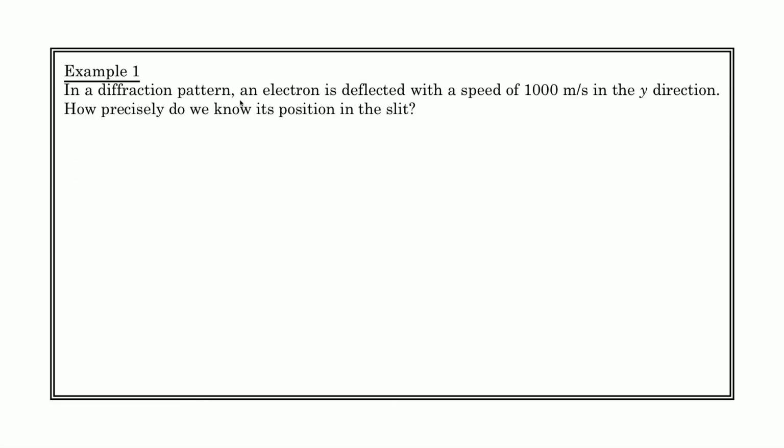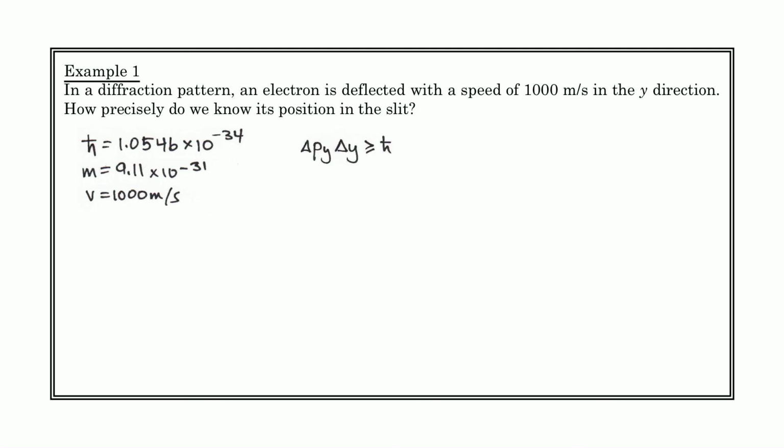In a diffraction pattern, an electron is deflected, and the uncertainty in its speed is 1,000 meters per second in the y direction. How precisely do we know its position in the slit? Well, we know what h bar is. It's just a constant. We know the mass of an electron, and we know the uncertainty in the electron speed.